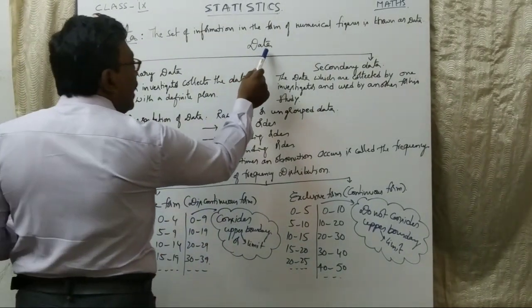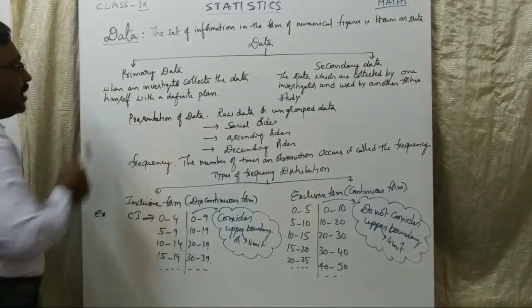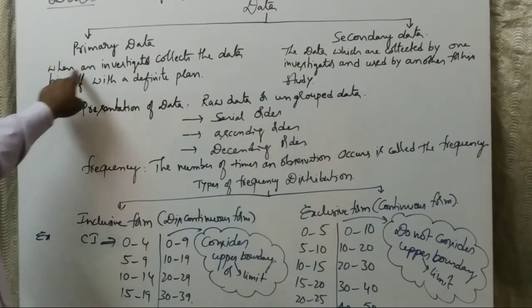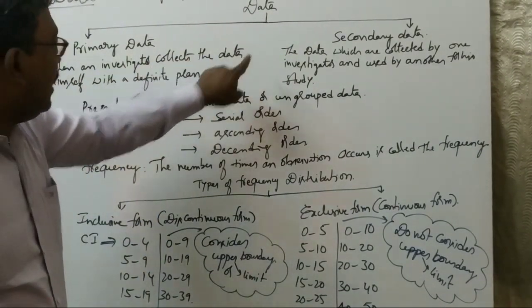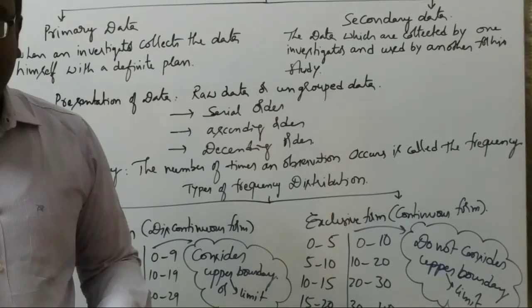So, basically data is divided into two parts. The first part is primary data. What is meant by primary data? When an investigator collects the data himself with a definite plan.